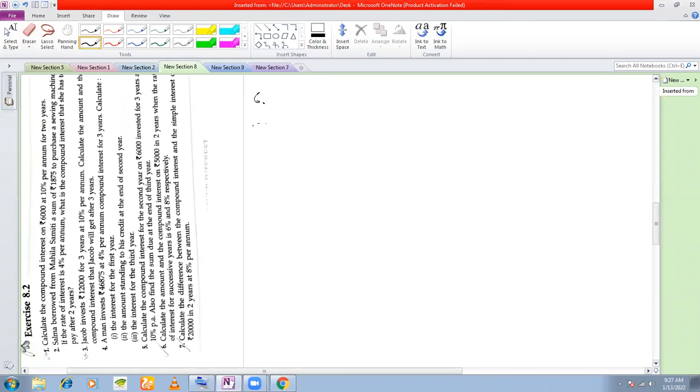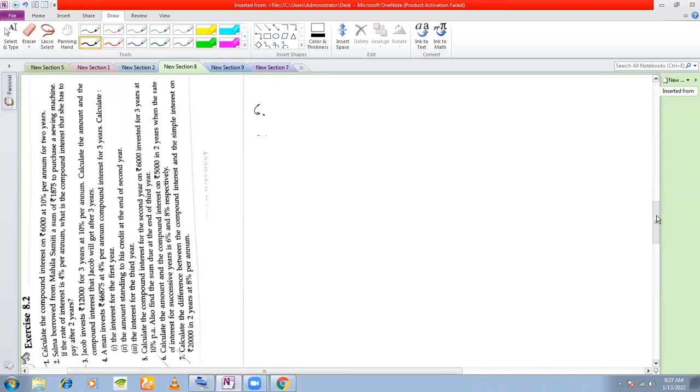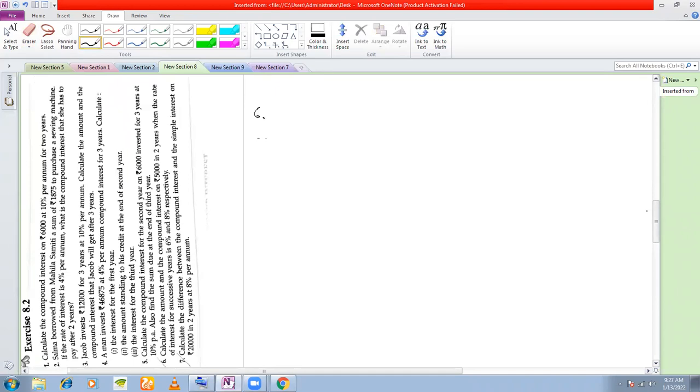And if it is say 5 years 6 months, or 5 years 3 months, then I'll show you what to do, but after this exercise. Okay, number 6. Calculate the amount and the compound interest on 5,000 in 2 years when the rate of interest for successive years is 6% and 8% respectively. That means now first year interest rate is different, second year interest rate is different.